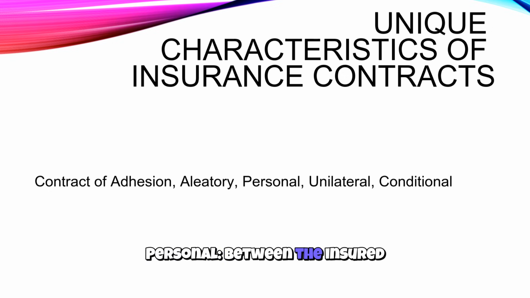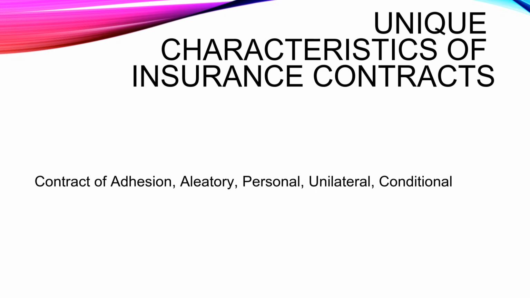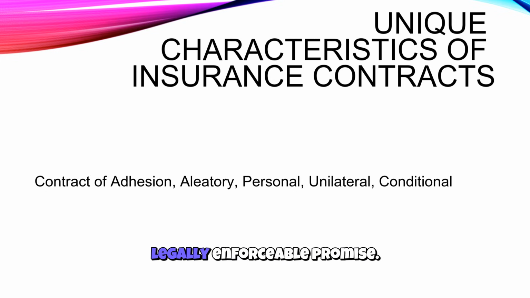Personal, between the insured and the insurer. You can't just assign your auto policy to the person who buys your car. Unilateral. Only one party, the insurer, makes a legally enforceable promise. You can stop paying your premium anytime, but the insurer must pay valid claims.